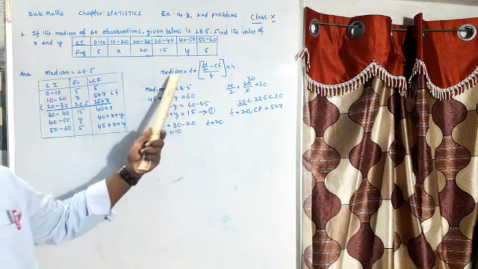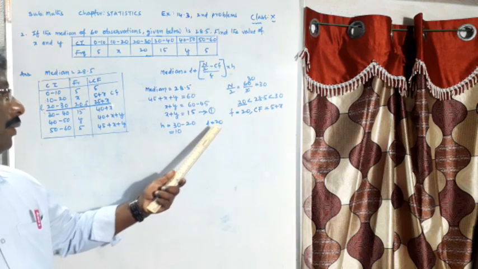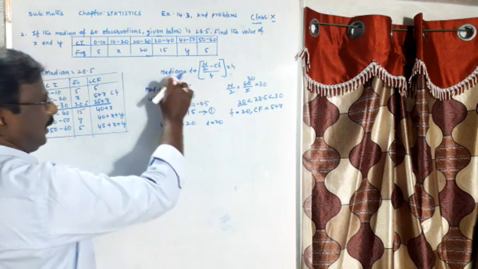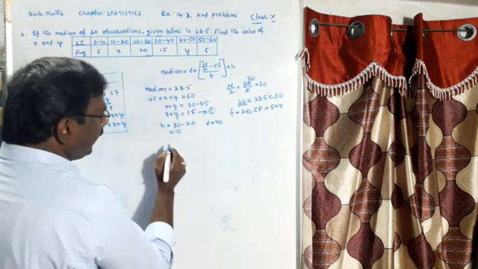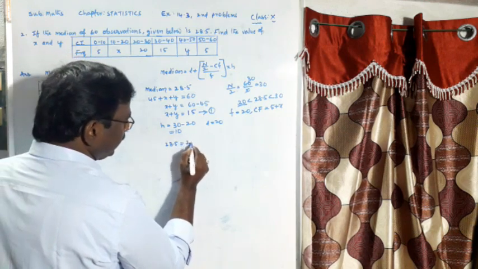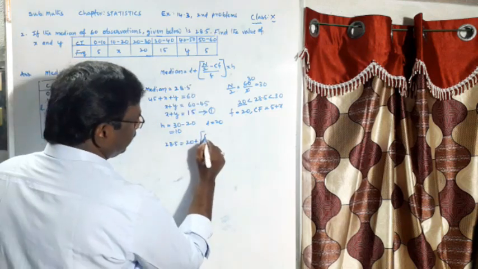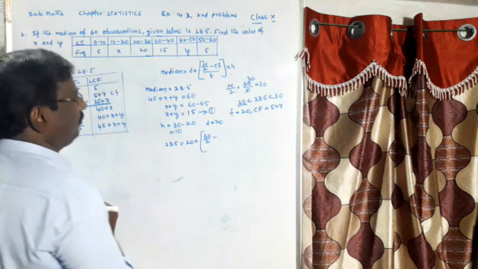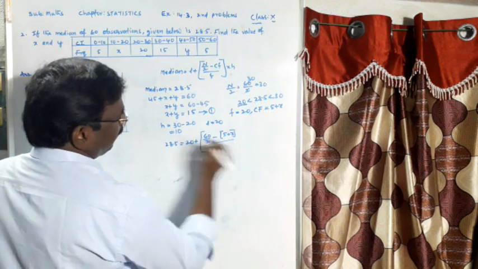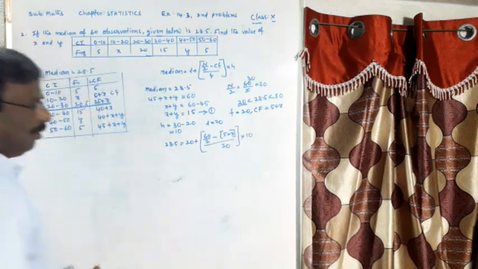L there. Median there. n by 2. CF. What is the CF value? 5 plus x. Next h also there. You can substitute each and every term in the formula. Median 28.5 is equal to L 20 plus n by 2, 60 by 2 minus CF 5 plus x, by F 20 into H 10. Have you substituted?